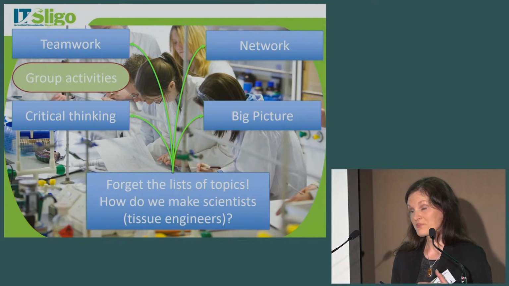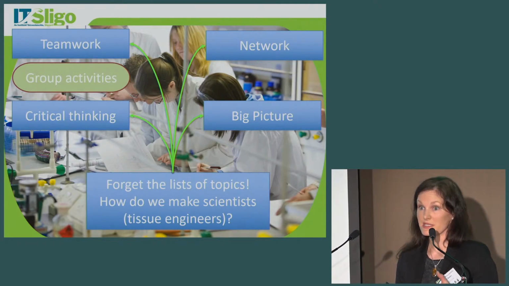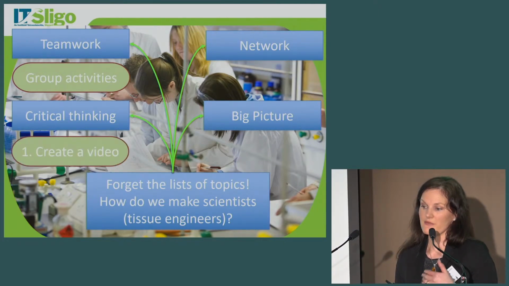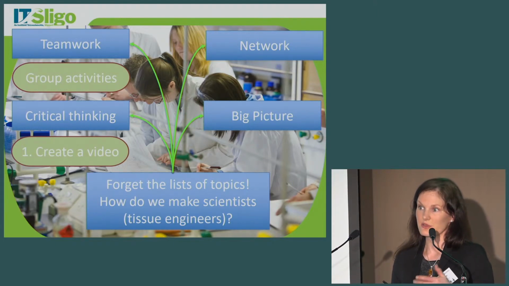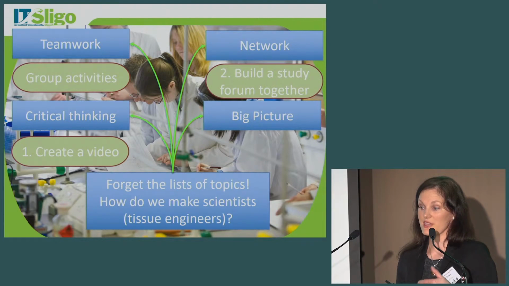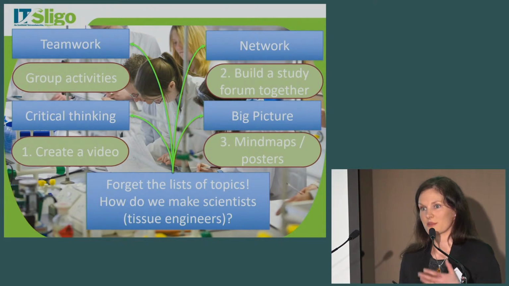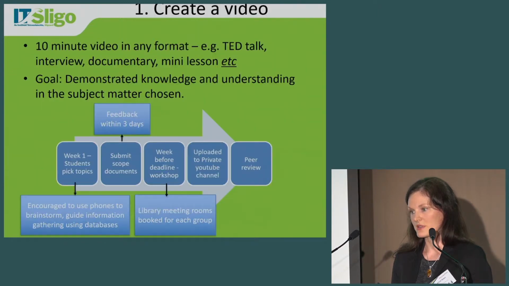How to get there: embedding lots of group activities in the module. For critical thinking, I chose to have the students create a video, and I will talk about this. For the network, the students built a study forum together. And for the big picture, things like mind maps and posters. So I'm going to talk about these three elements for the rest of the presentation.